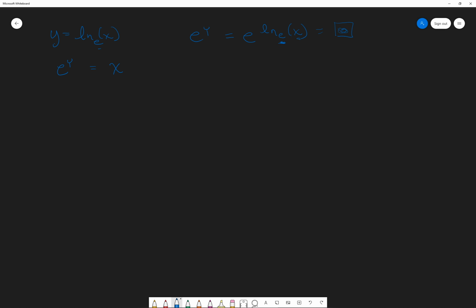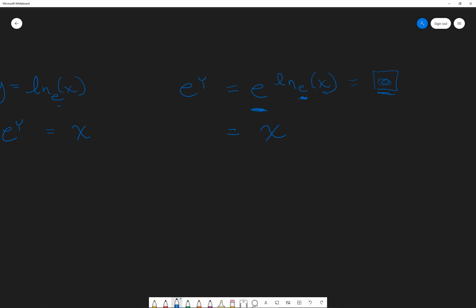So e to the box is x. So this e to this box is equal to x. Therefore, this e to this box must be equal to the same thing. That's why it equals x. Okay? That's another way of looking at it.